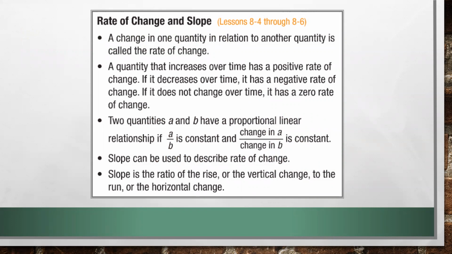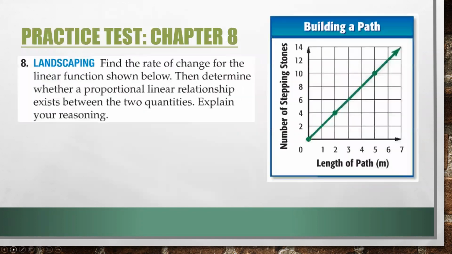Okay. 2 quantities, A and B, have a proportional linear relationship if A over B is constant, and the change in A over the change in B is constant. Slope can be used to describe rate of change. Slope is the ratio of the rise, or the vertical change, to the run, or the horizontal change. So we're going to look at several different problems like this.